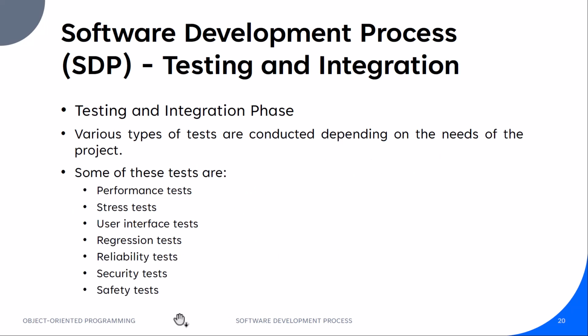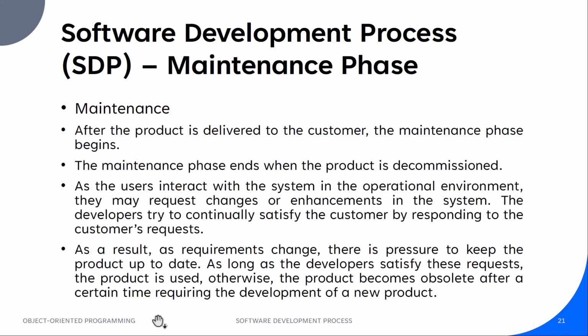There are various types of software tests that are conducted depending on the needs of the project. Here are some of the tests: performance tests, stress tests, user interface tests, regression tests, reliability tests, security tests, safety tests. Of course, you may guess that there are other types of tests that we may conduct, but these are the most common ones that you may hear about during software developments.